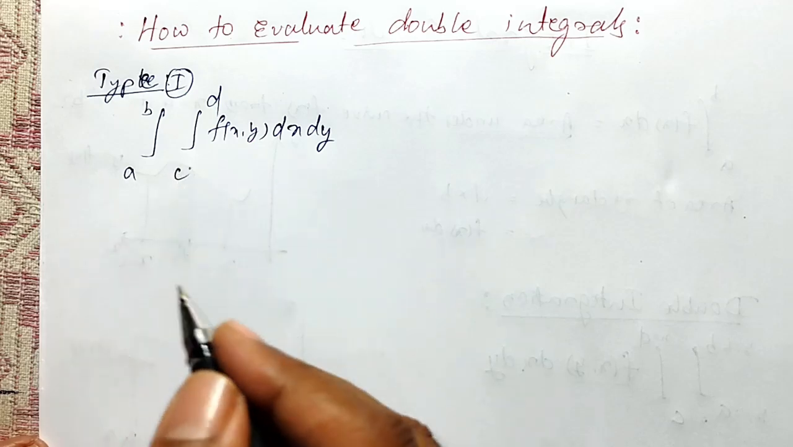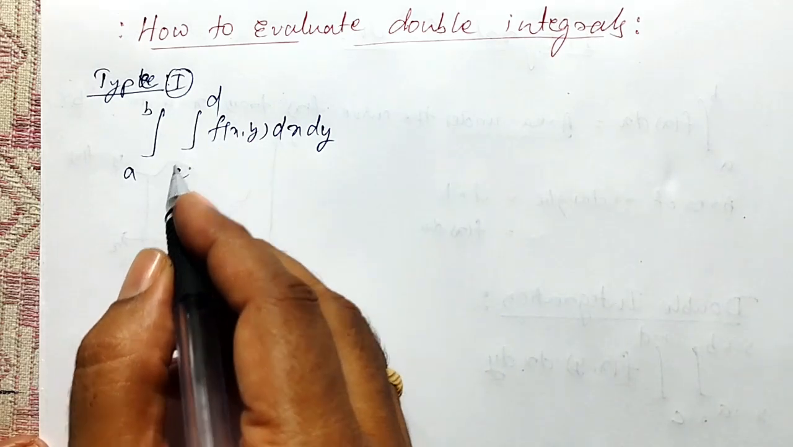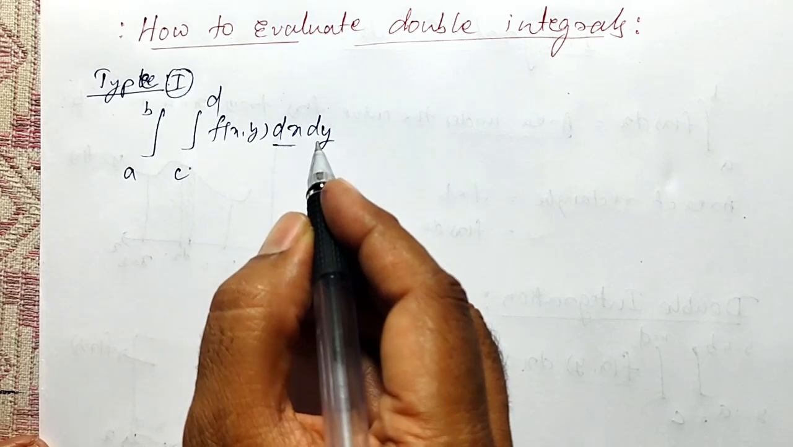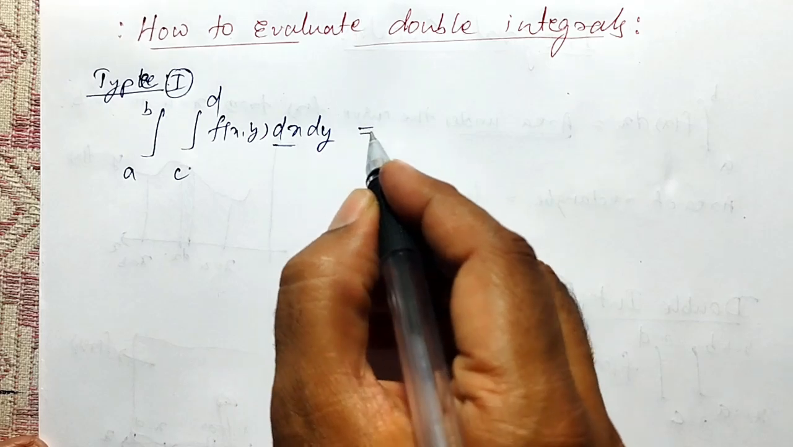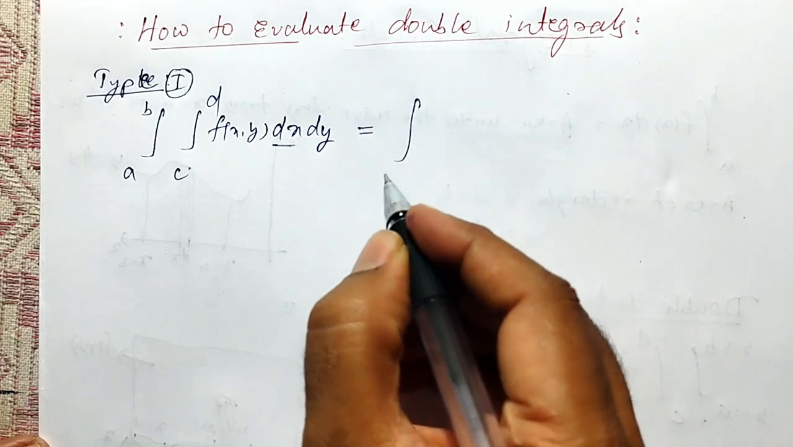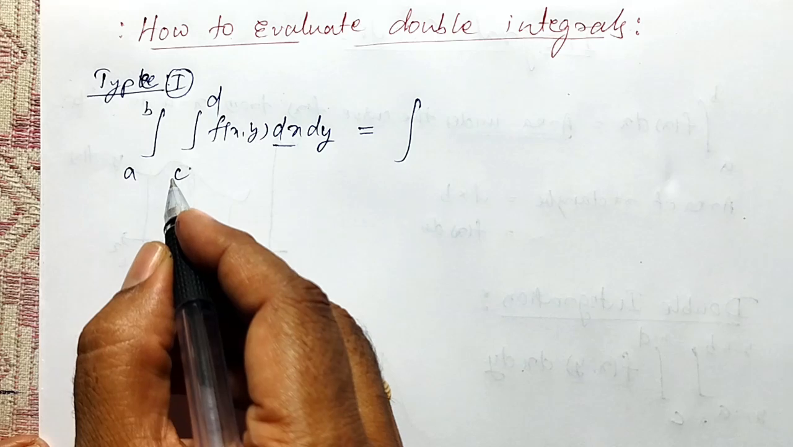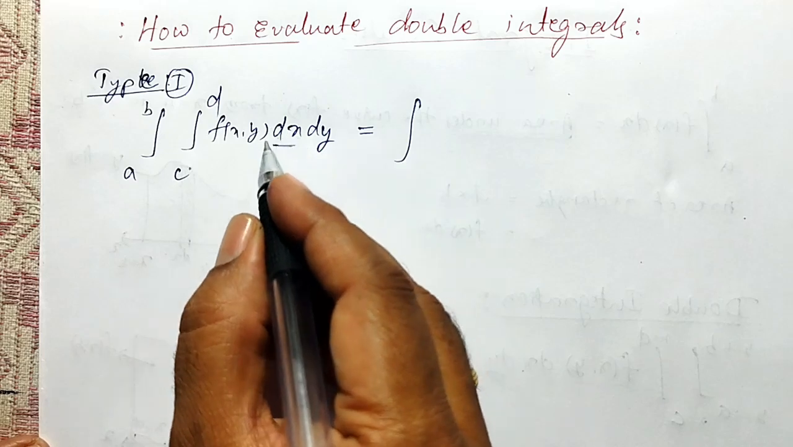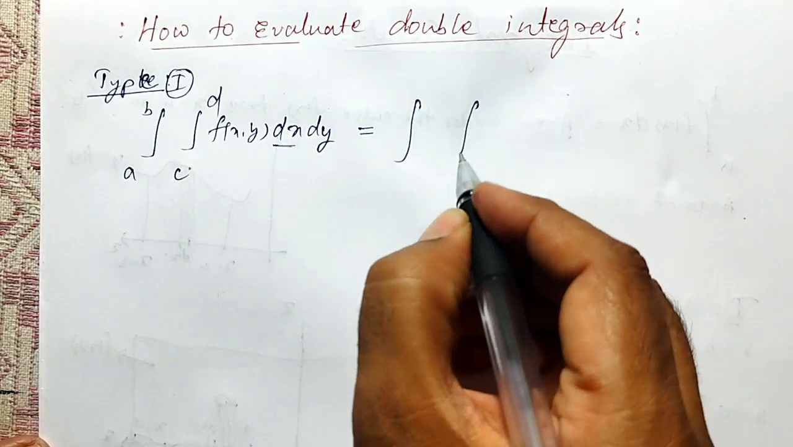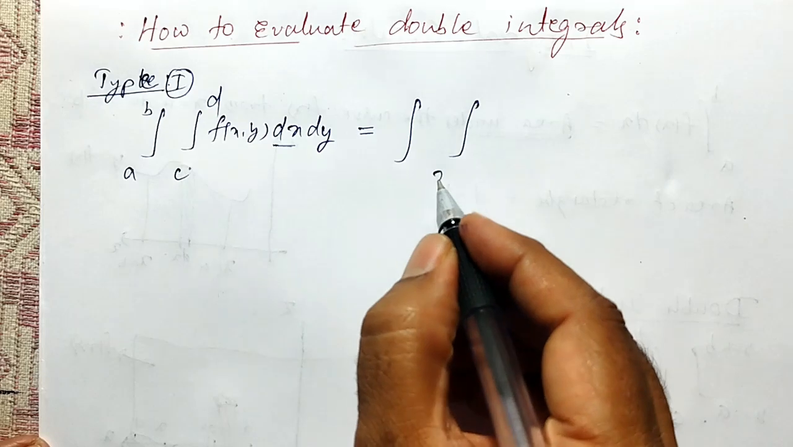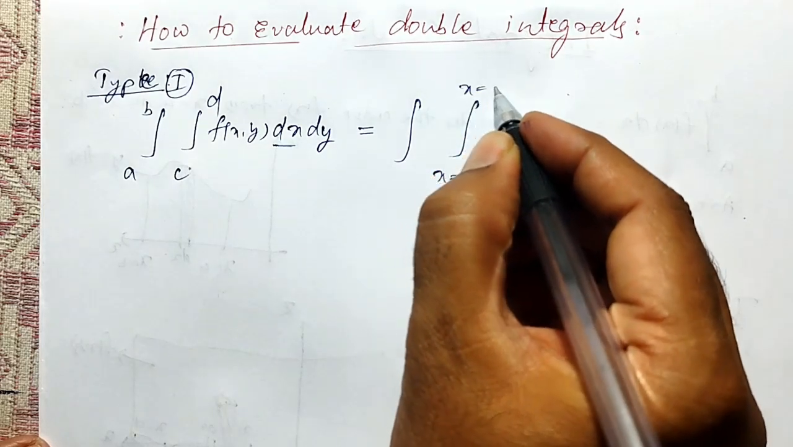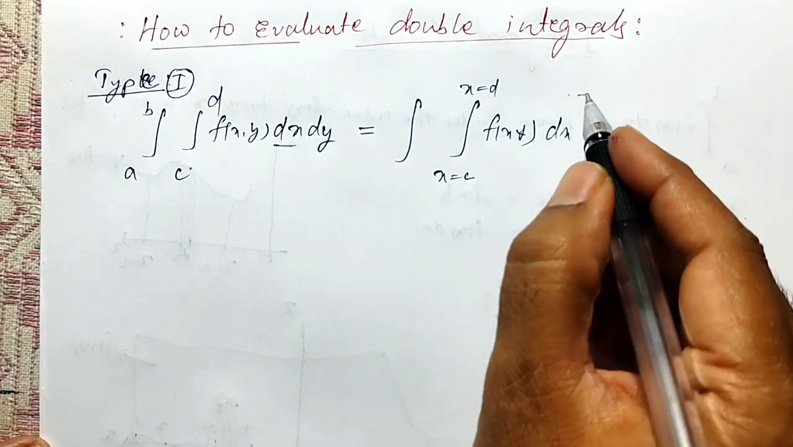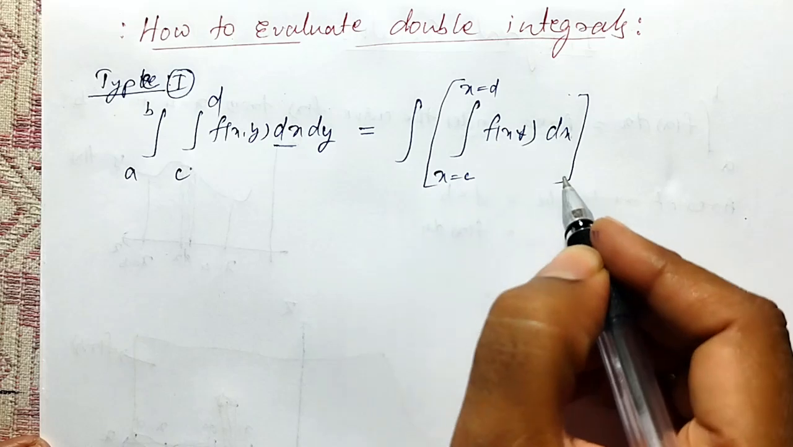if they are not the functions of each other. In such cases, first you have to integrate with respect to x first, then with respect to y. To make it easy, I will rewrite like this. First we are integrating the inside integration and then the outside integration. The inside integration is with respect to x. Therefore, I will take these limits as x equal to c to x equal to d, f of xy dx. This one will integrate first with respect to x.